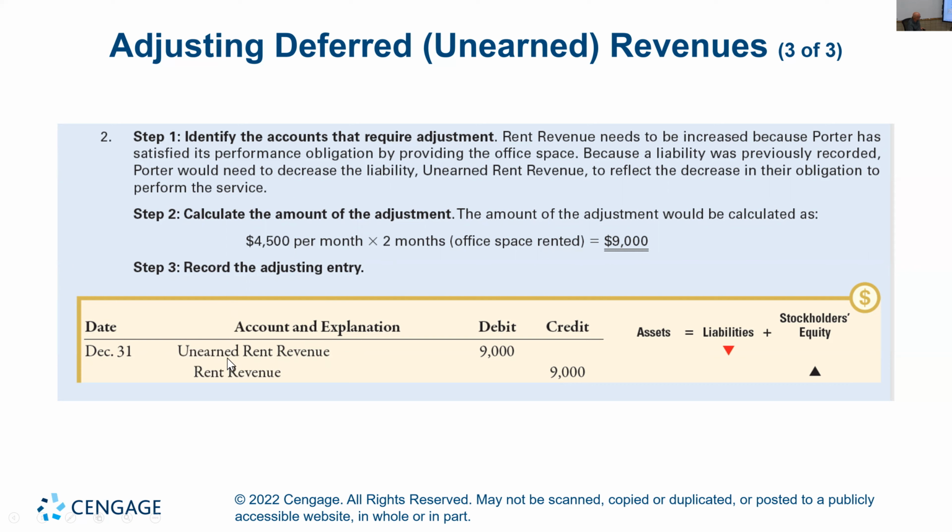When we decrease the liability, now we actually recognize or record the revenue as rent revenue, increasing it with a credit entry.